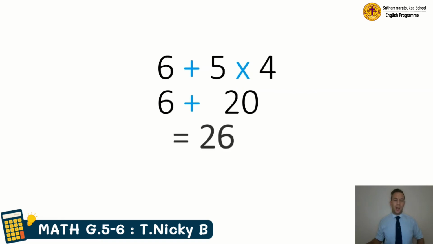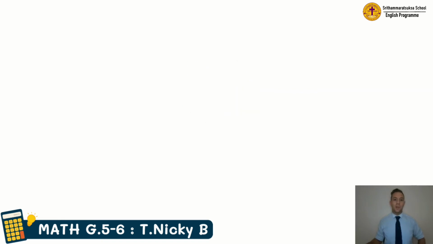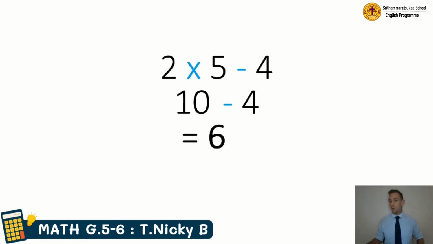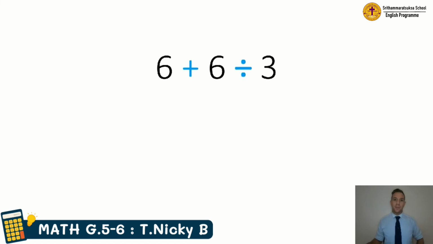Easy, right? How about this example? 2 multiplied by 5 minus 4. We need to begin with multiplication. 2 multiplied by 5 is 10. 10 minus 4 is 6. Still with me? How about this one? 6 plus 6 divided by 3. Well, division comes before addition. So 6 divided by 3 is 2. 6 plus 2 is 8. Nothing hard about this.